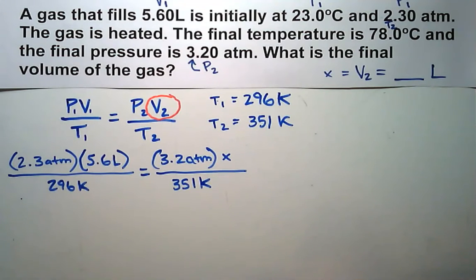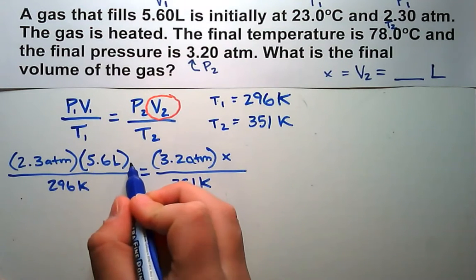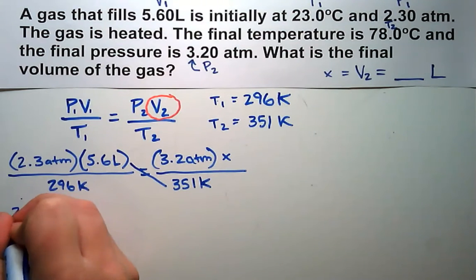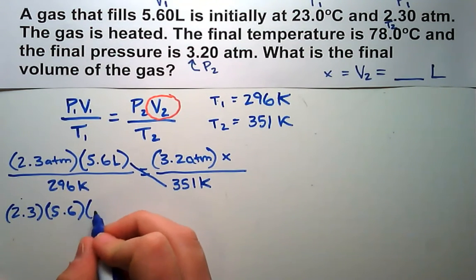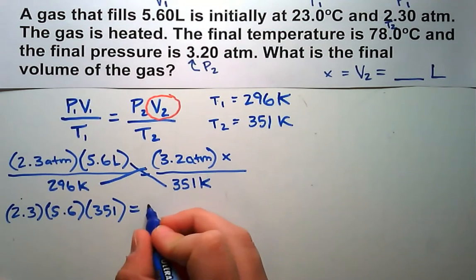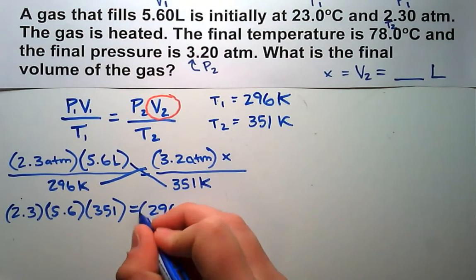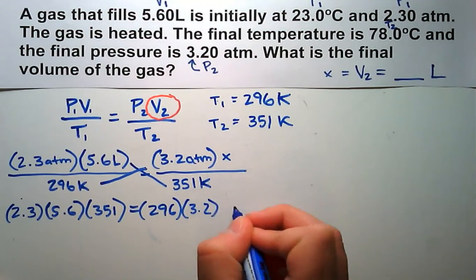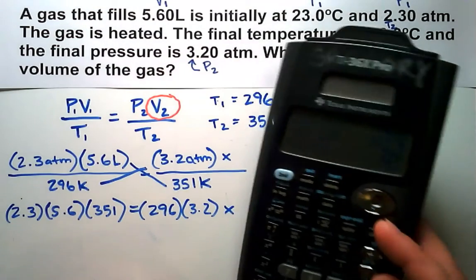So now let's go ahead and do a little bit of simplification. I'm going to go ahead and cross multiply. So 2.3 times 5.6 times 351 will all equal 296 times 3.2 times X. Sorry, I made a mistake there. 296 times 3.2 times X. And if you might notice, I'm leaving off all my units now to make it a little bit easier to look at the algebra.